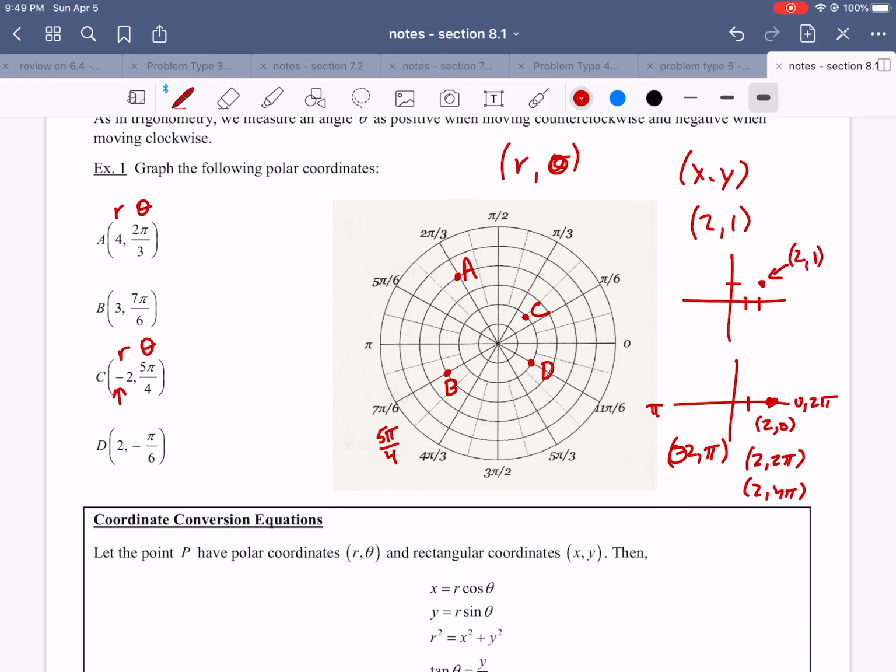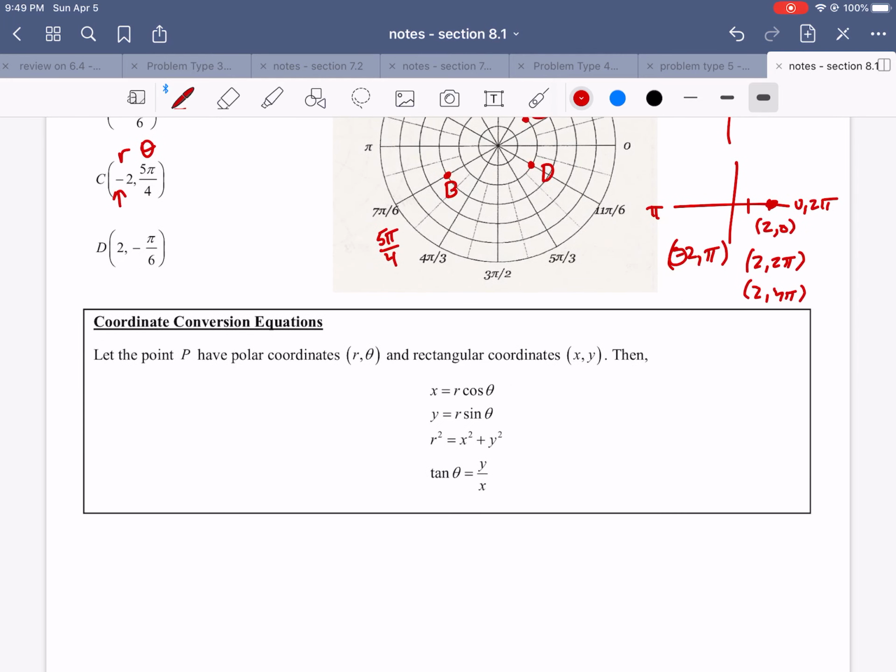Okay, we're going to do that a little bit later on as well, so if you need some more practice with plotting points in polar coordinates, then stay tuned.